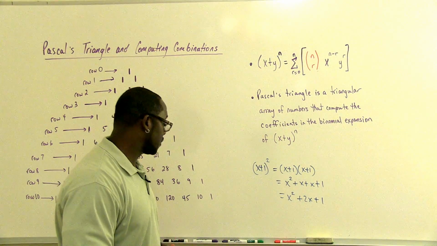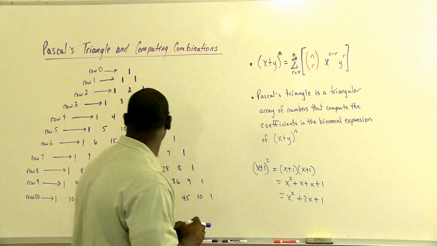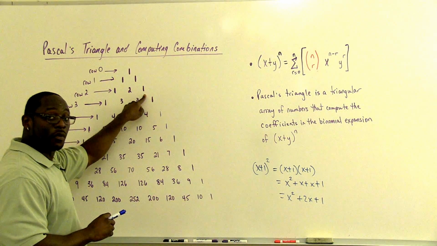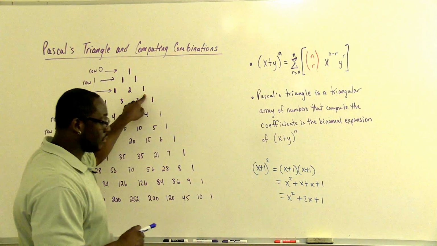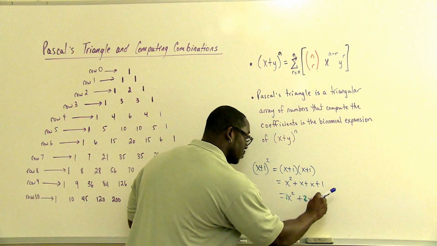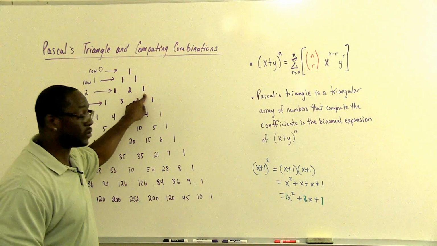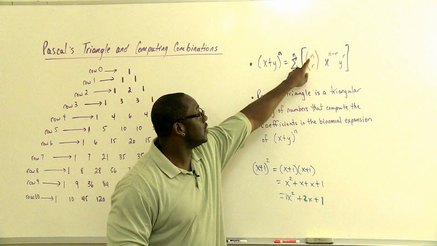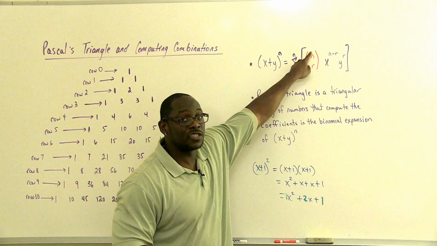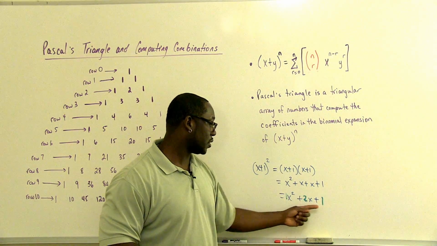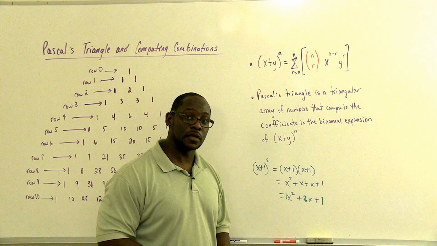If you notice, here in row 2 of Pascal's triangle, we actually have the 1, 2, 1 that appears here, okay? And so that's what we mean when we see this thing, the combination of n things taken r at a time, they're actually computing these coefficients that are here, okay?